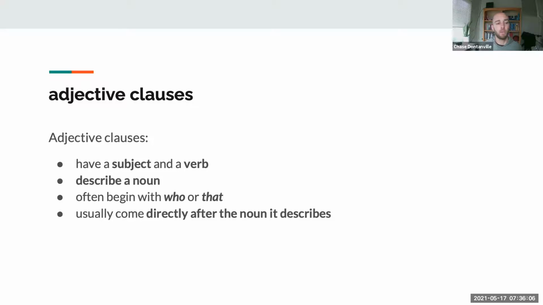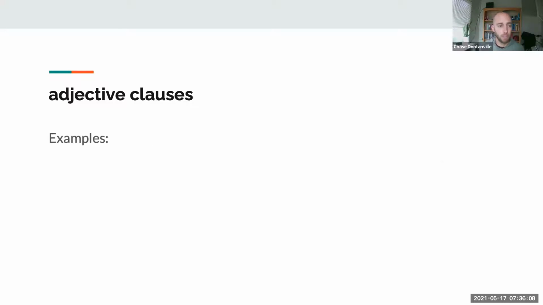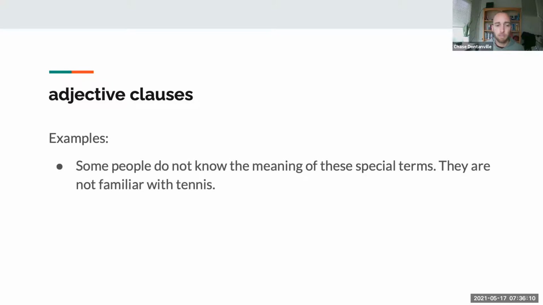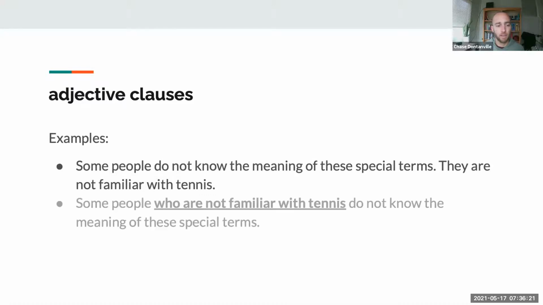So let's look at more examples. Some people do not know the meaning of these special terms. They are not familiar with tennis. Two simple sentences. Let's combine them. Some people who are not familiar with tennis do not know the meaning of these special terms. So again, we have the adjective clause, who are not familiar with tennis. And this is describing the people.